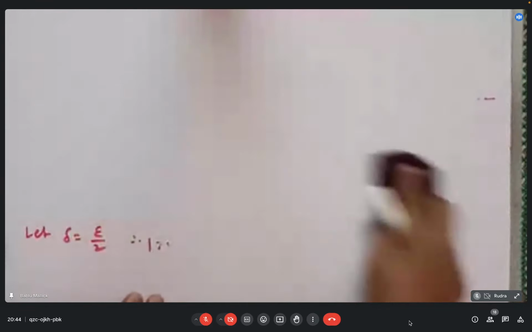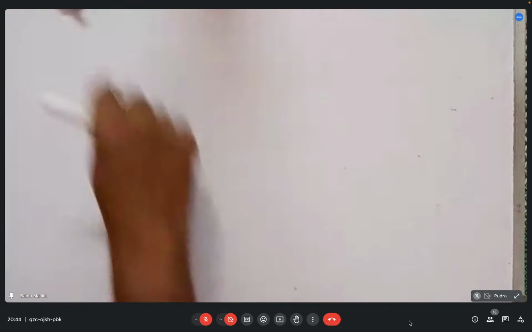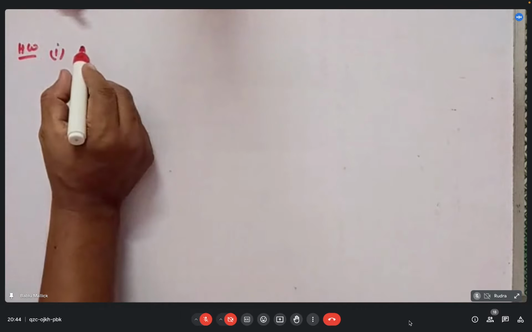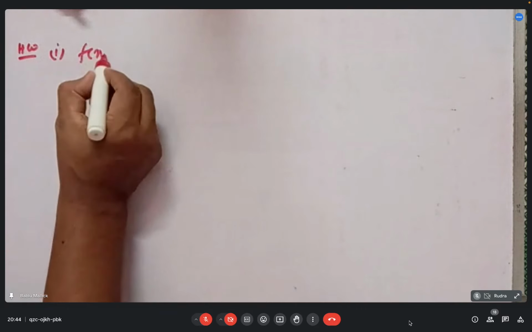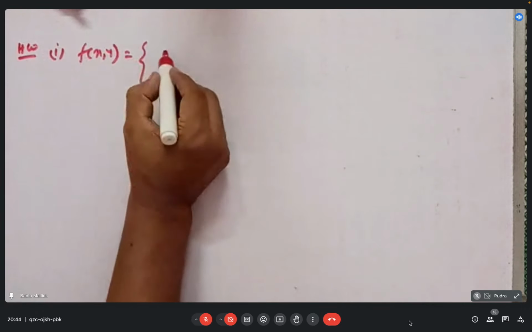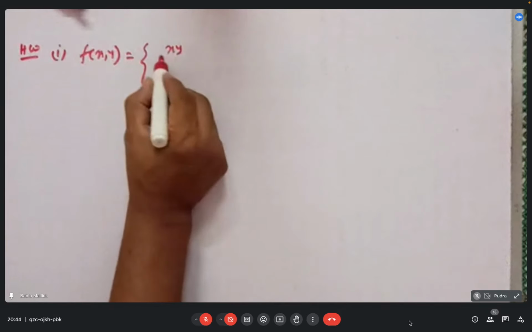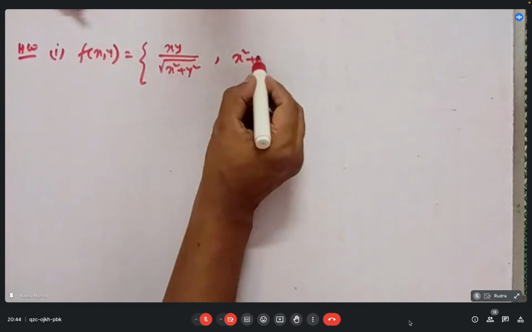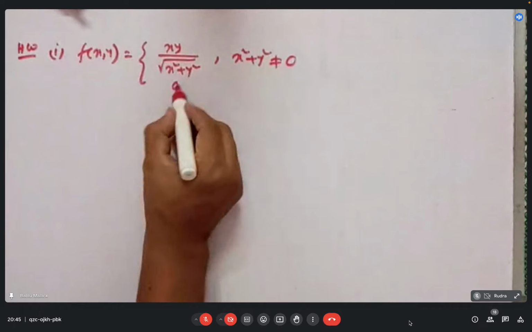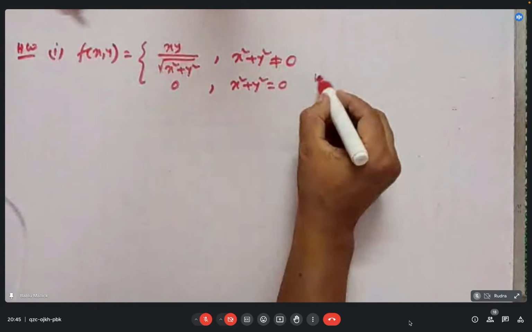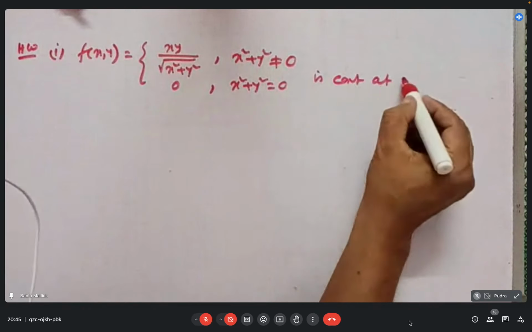So limits and continuity, same thing. The question is this. Write the homework. Number 1: show that f(x, y) is equal to xy divided by root under x square plus y square when x square plus y square is not equal to 0, and it is 0 when x square plus y square is equal to 0, is continuous at (0, 0).